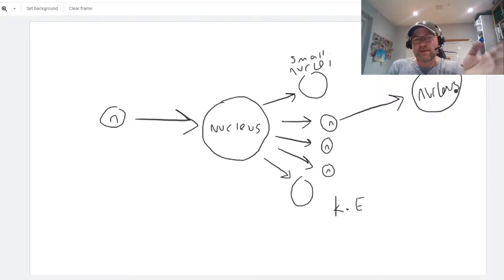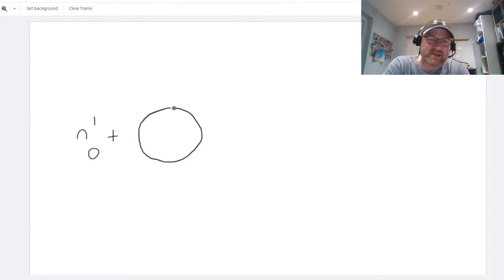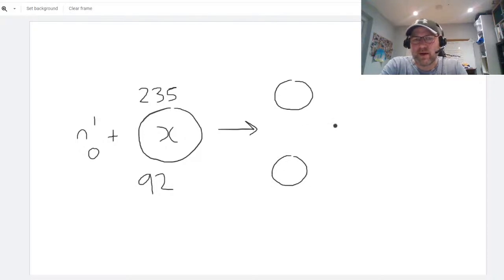So that's nuclear fission. Oh, watch out for, there's some dirty nuclear fission equations, and they look like this. Okay, so watch out for this. You can have a neutron, 1, 0, going to smash into my nucleus X. And my nucleus X has got a mass of 235 and 92. And then this is going to become 2 daughter nuclei, right?